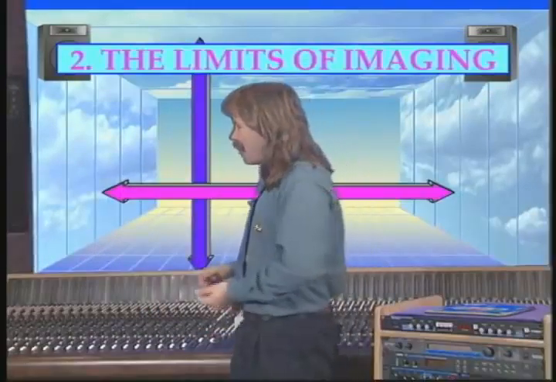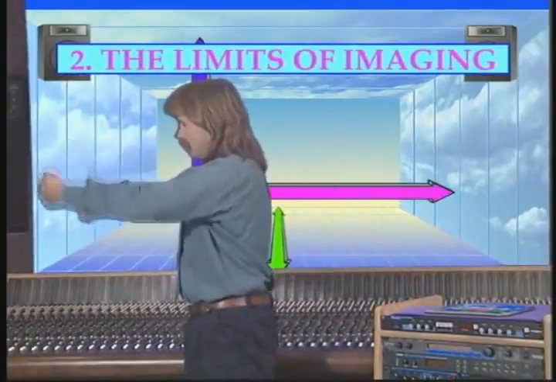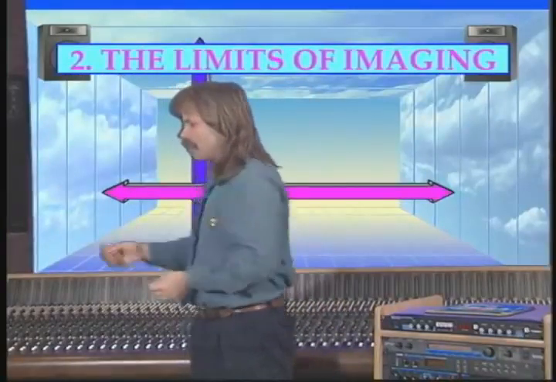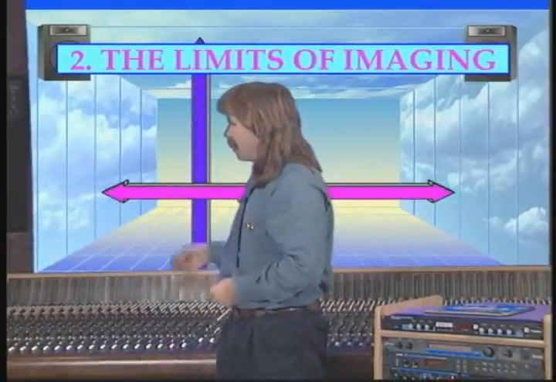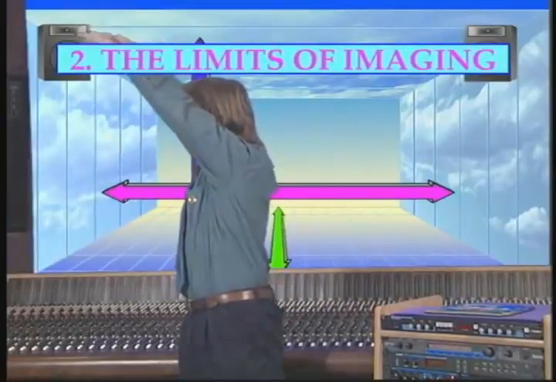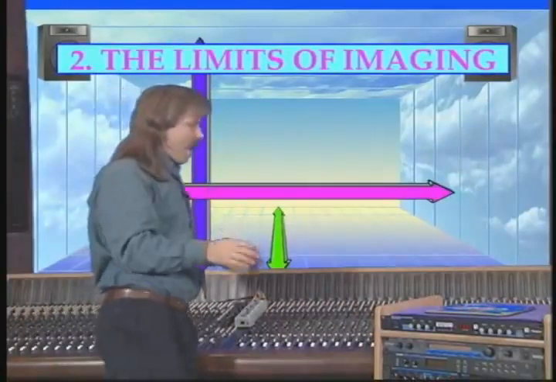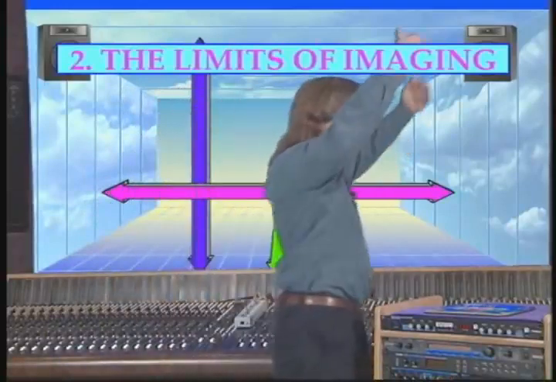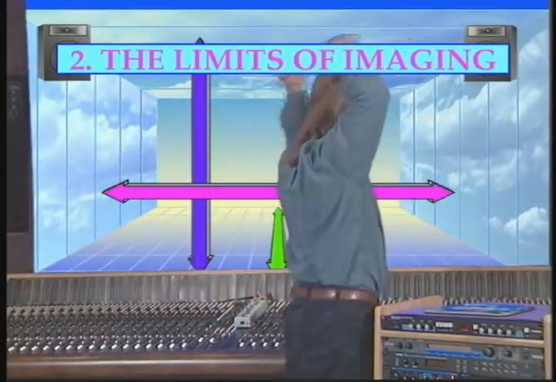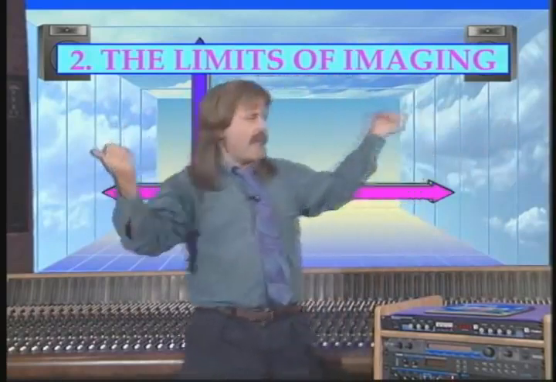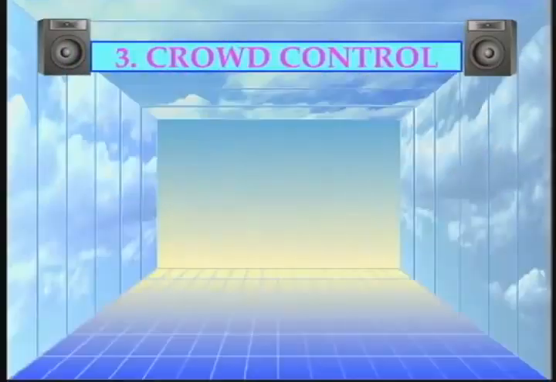We also learned about the limits of imaging. First, you normally don't hear sounds further left or right of the speakers themselves. Second, you don't hear sounds more than a couple of feet in front of or behind the speakers. And you don't hear sounds much higher than the speakers themselves, but we do hear sounds come through the floor. We also learned that this is a limited space between the speakers. When you have a lot of sounds in the mix, they fill up the space, causing masking. With only a few sounds in the mix, there is plenty of room and they sound clearer. Therefore, it all becomes a function of crowd control.